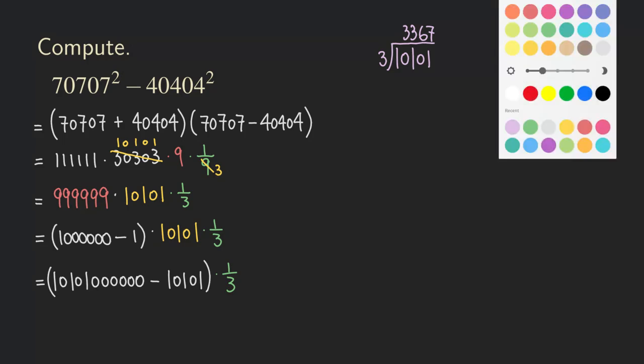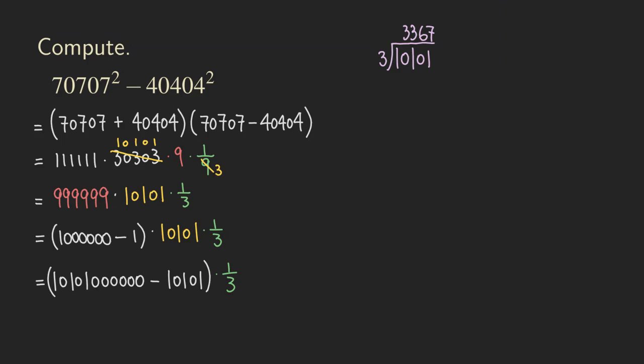Okay, so let's continue going back to the problem. We are going to get 3,367, and then we have 6 trailing zeros, and then minus 3,367.